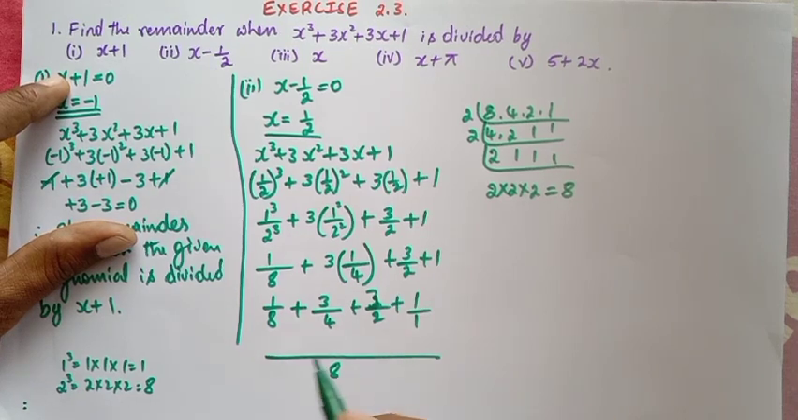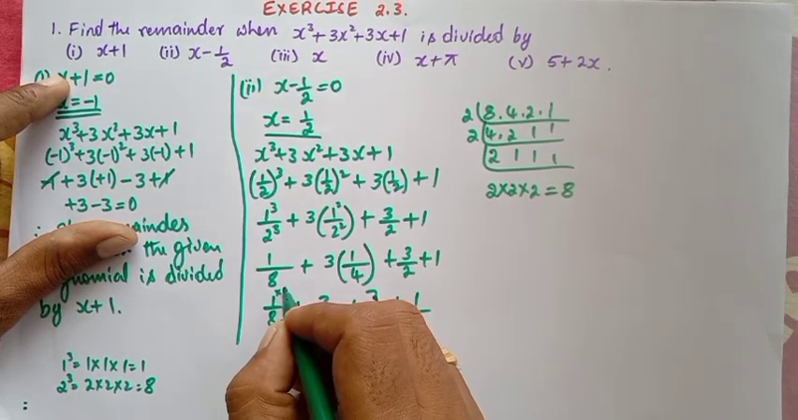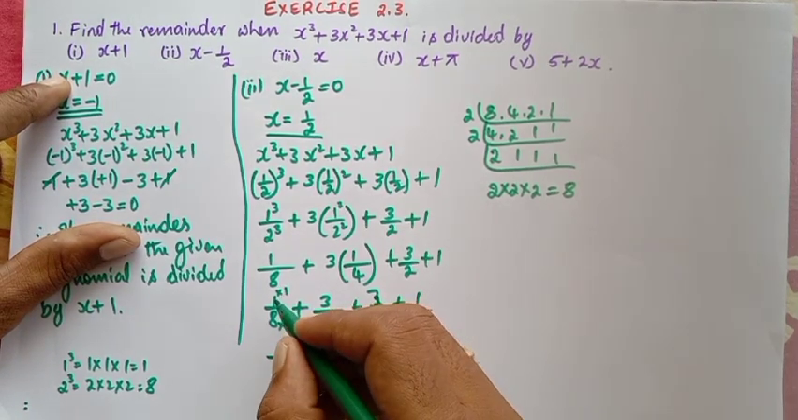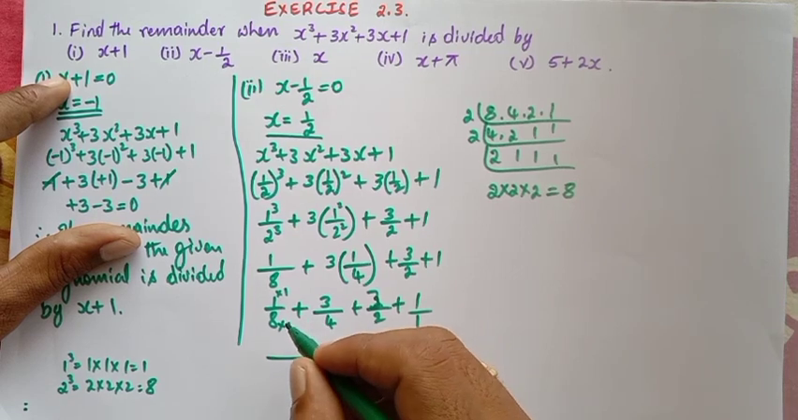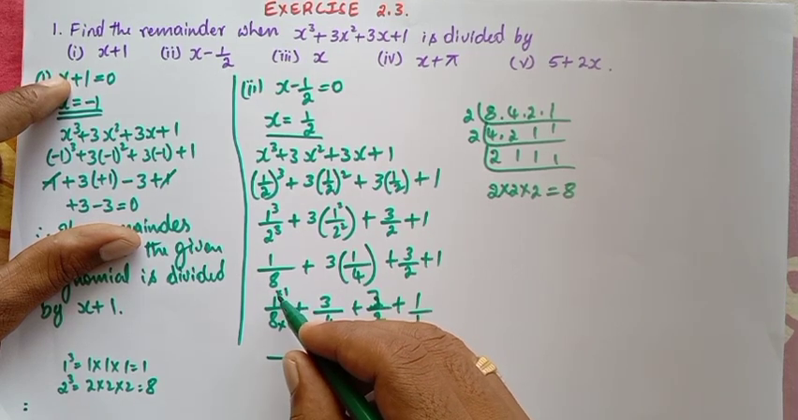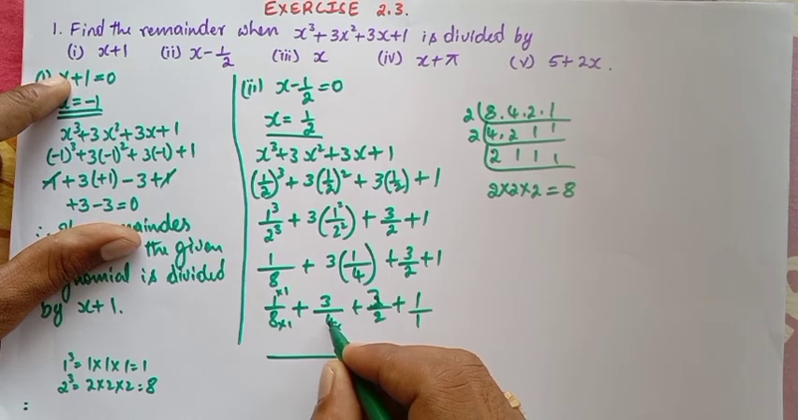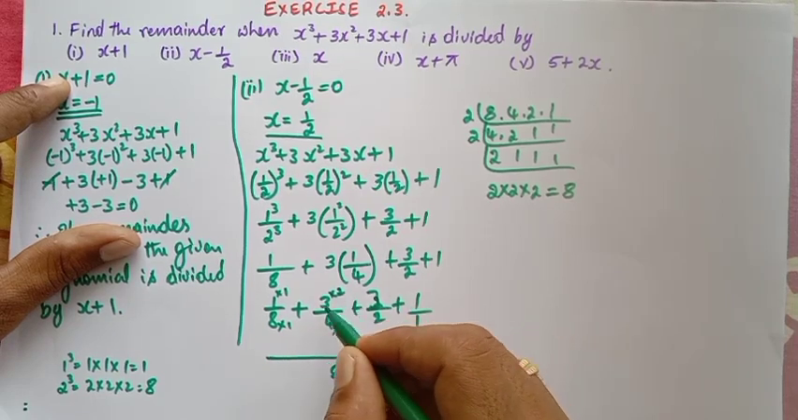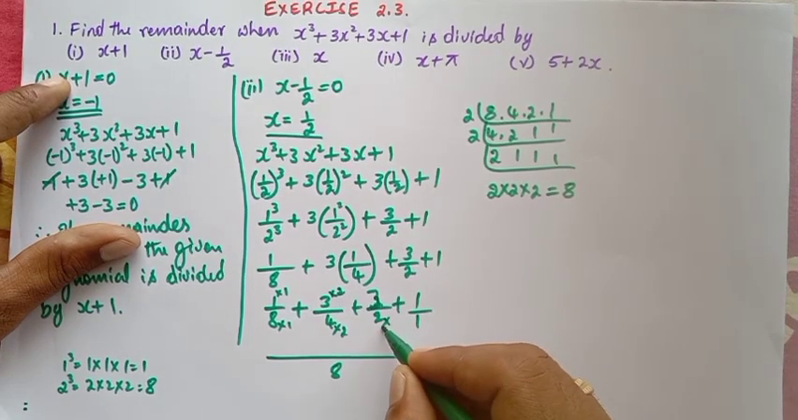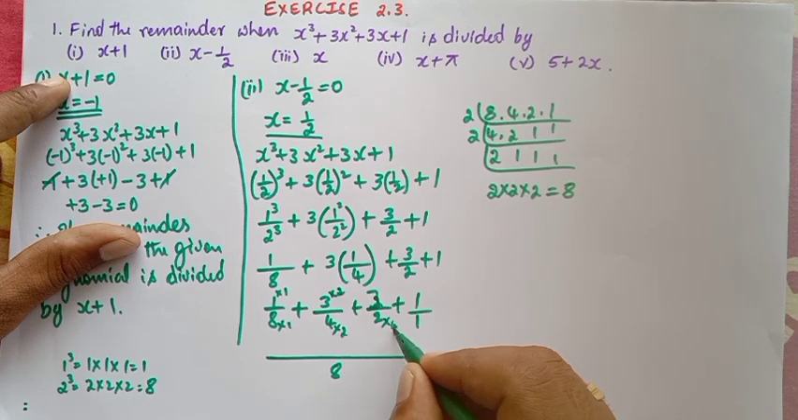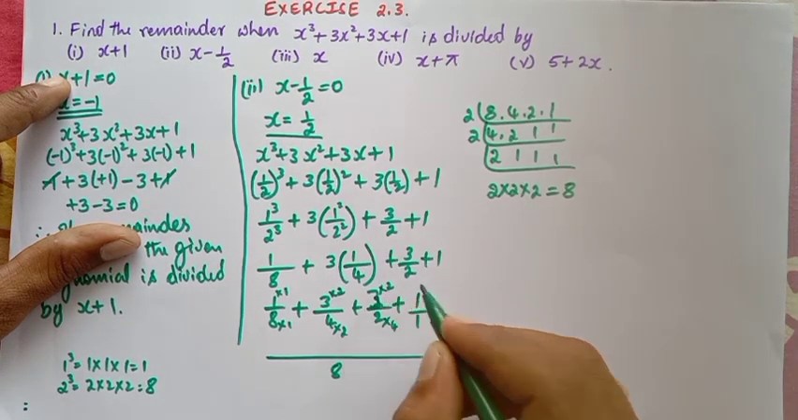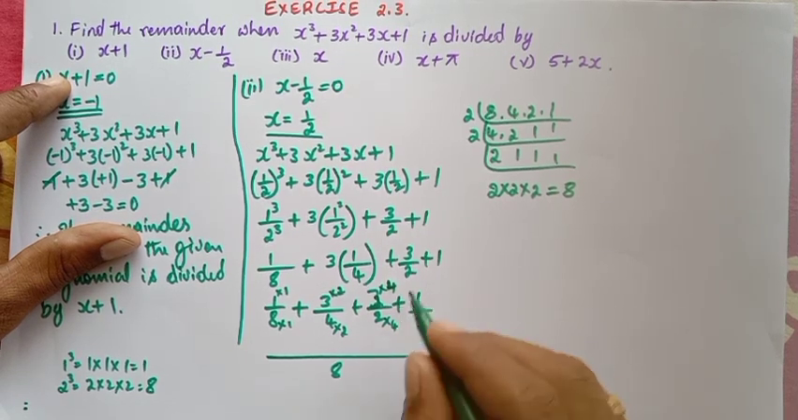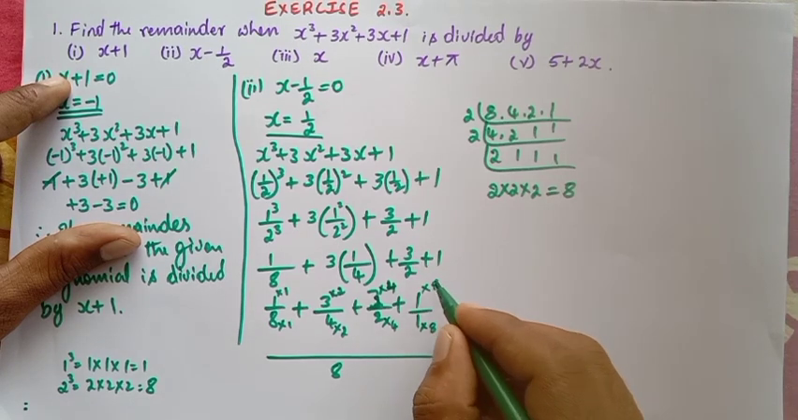So how to make this? 8 ones are 8. Here we should multiply the denominator with 1 to get 8. As we have multiplied the denominator with 1, we should also multiply the numerator with 1. Here 4 twos are 8, so we should multiply the numerator also with 2. Here 2 fours are 8, so we should multiply the numerator also with 4. Likewise here, 1 eight is 8, so the numerator should also be multiplied by 8.